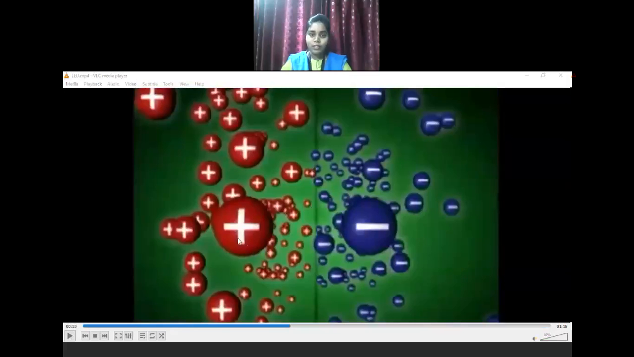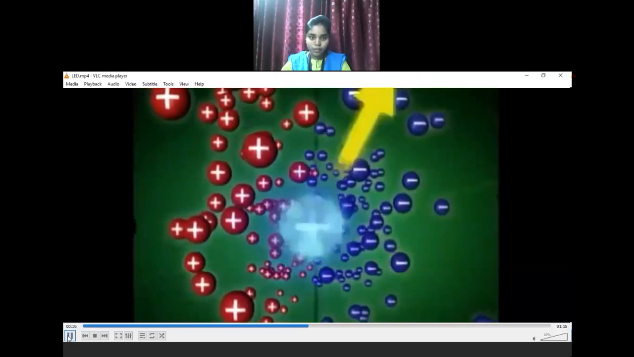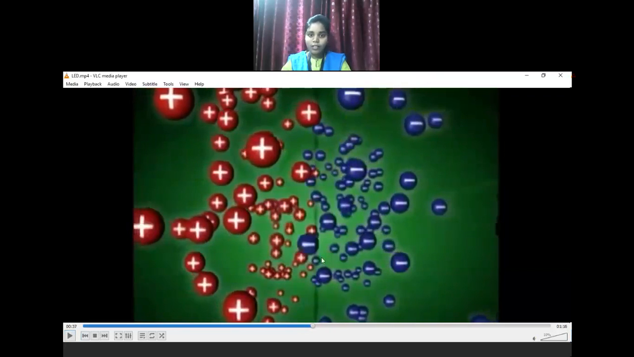Now here we can see when positive is combining with negative, or when electron is combining with hole, energy is released in the form of light. We can see in this video. Right? Whenever it is combining, energy is released in the form of what? Light energy. That is what we have seen in this animation.